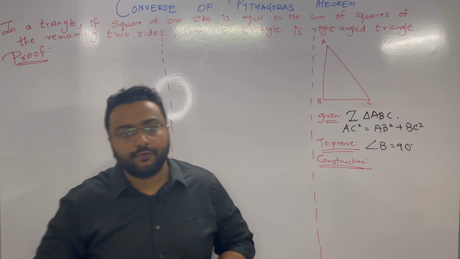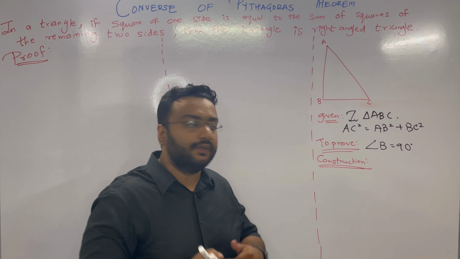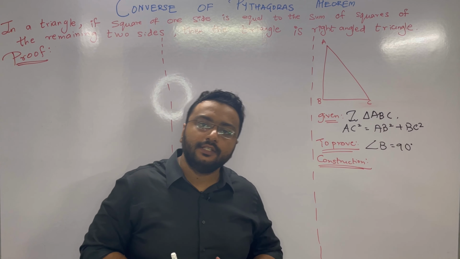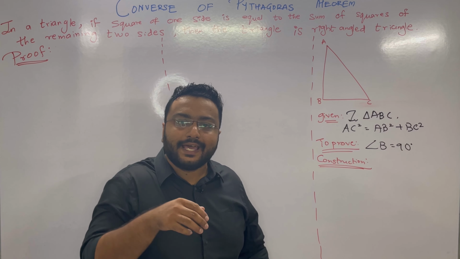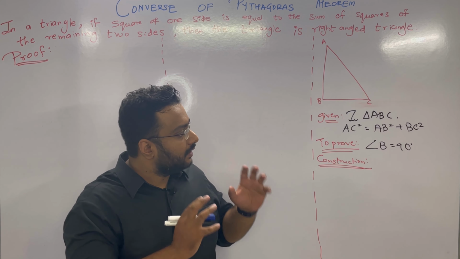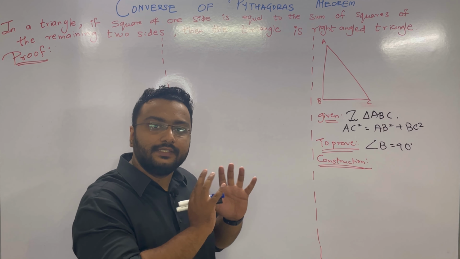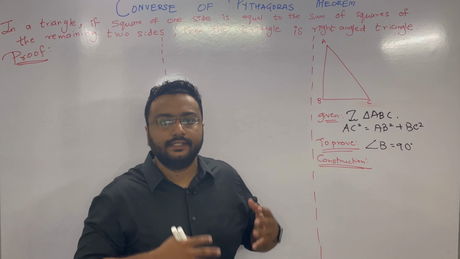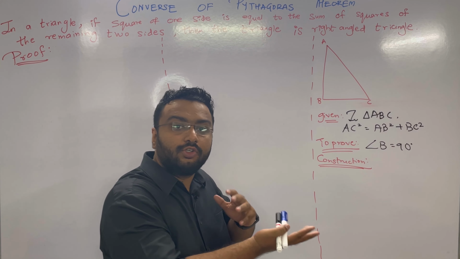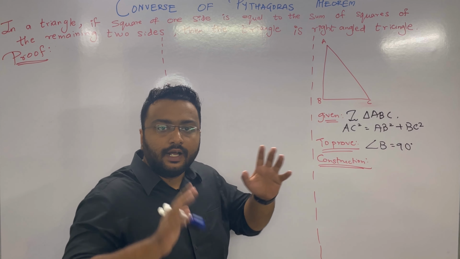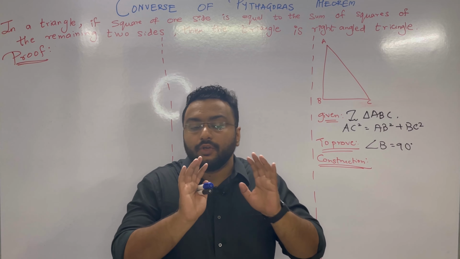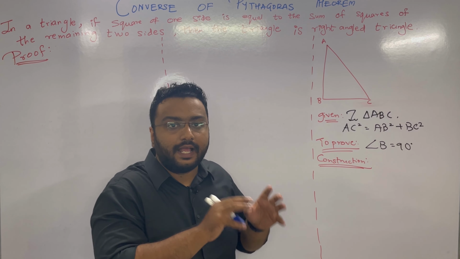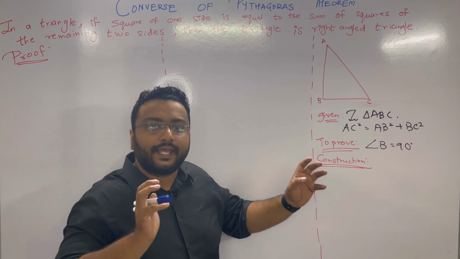So here we need to prove that angle B is 90 degrees, and we are given AC square is equal to AB square plus BC square. Now in this proof, remember students, we are going to apply the indirect method. According to the indirect method, we will consider one triangle in which we already have a right angle triangle, and then we will prove that triangle congruent to this triangle. I hope everyone is clear till here. We will consider one triangle in construction which is already a right angle triangle, and then we will prove these two triangles congruent.